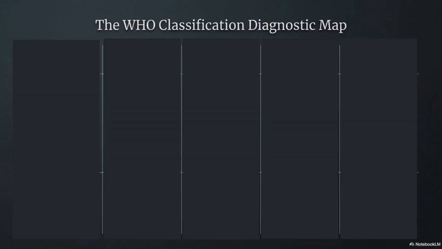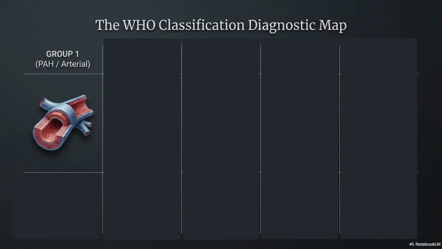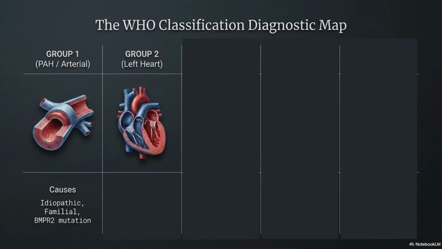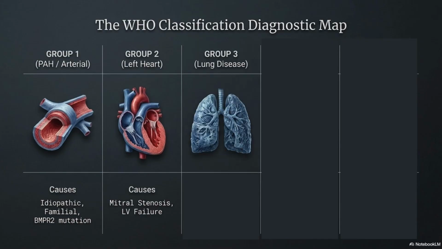To figure out why she has this, we use the WHO classification diagnostic map, which divides the causes into 5 groups. Group 1 is pulmonary arterial hypertension or PAH. The causes here include idiopathic, familial, and the BMPR2 mutation. Group 2 is driven by left heart diseases with causes like mitral stenosis or left ventricular failure. Group 3 is driven by lung diseases with causes being COPD, idiopathic pulmonary fibrosis, obstructive sleep apnea, and chronic hypoxia.